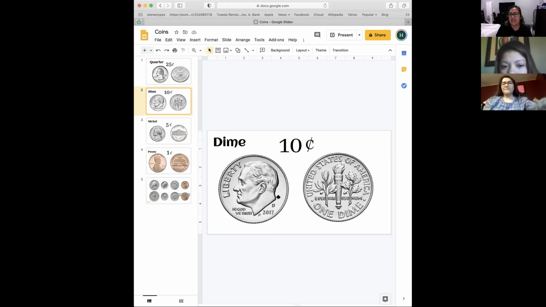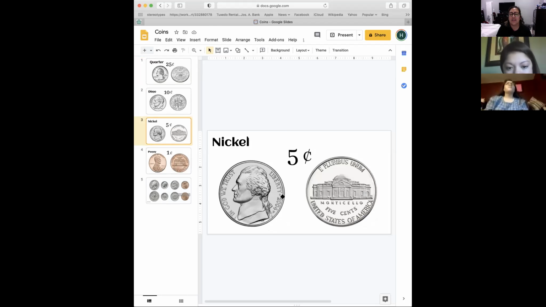This one is, who knows? Does anybody know? A dime? That's right, this is a dime. So on the front of the dime, we have Franklin Roosevelt. And on the back, we have the Liberty Torch. And this is the word dime. And this is what 10 cents looks like if we write it, and that is its value.